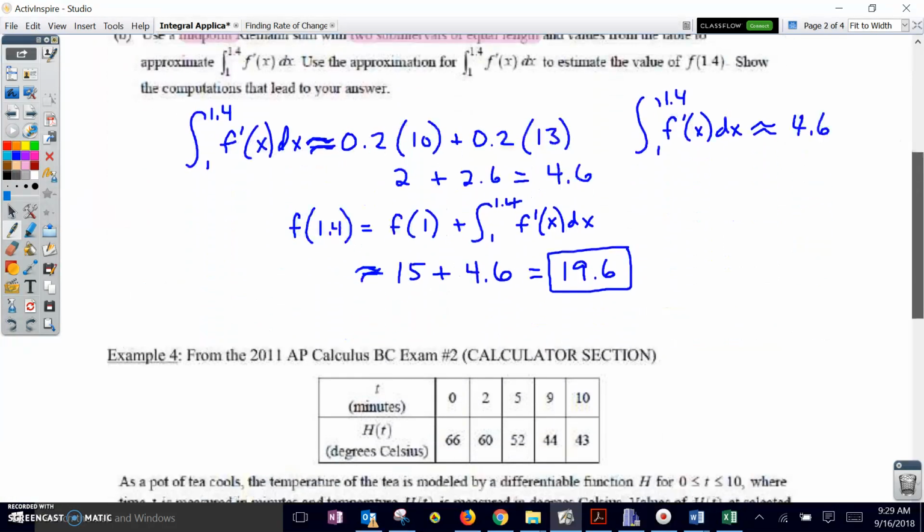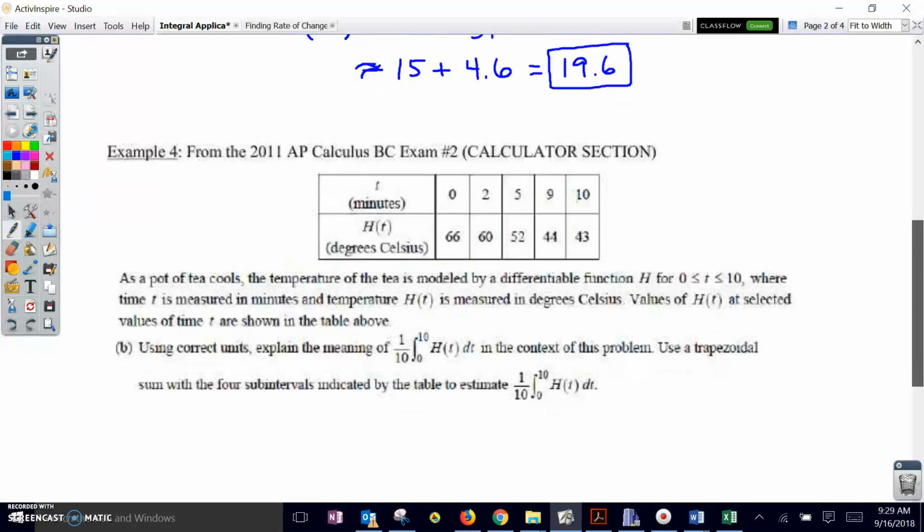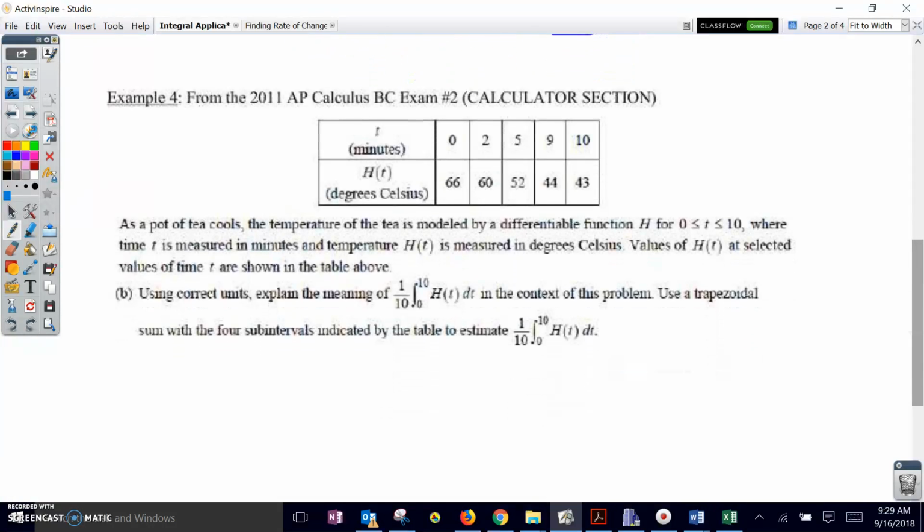All right. Our next example, example 4, is from the 2011 AP Calculus BC exam, question number 2. This is a calculator section. We're given a table of data here. As a pot of tea cools, the temperature of the tea is modeled by a differentiable function. Values of h of t at selected times are shown in the table above. Using correct units, explain the meaning of 1/10 times the integral from 0 to 10 of h of t dt in the context of this problem.